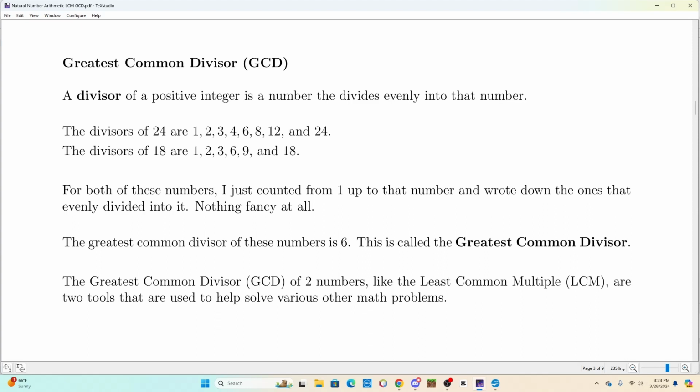For both of these numbers, I just counted from 1 up to that number and wrote down the ones that evenly divided into it. Nothing fancy at all. The greatest common divisor of these numbers is 6. This is called the greatest common divisor. The greatest common divisor, GCD, of two numbers, like the least common multiple, LCM, are two tools that are used to help solve various other math problems.